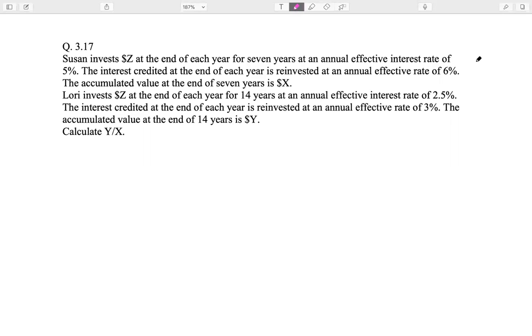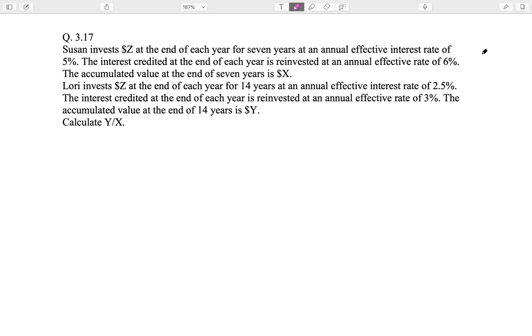Now let's look at just the first one, 3.17. This is actually quite a challenging question. So let's take a look. Susan invests Z dollars at the end of each year for 7 years at an annual effective interest rate of 5%. The interest credited at the end of each year is reinvested at a different rate. We have never seen this type of question before. This is the very first time your principal and interest grow at different rates. Then we have some accumulated value by the end of 7 years, X.